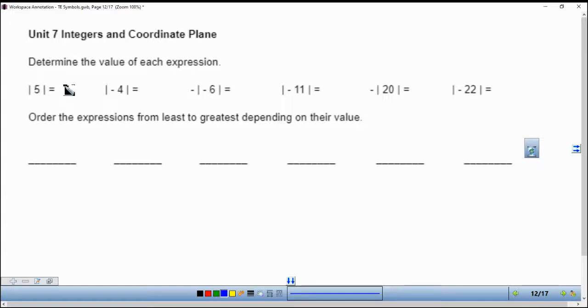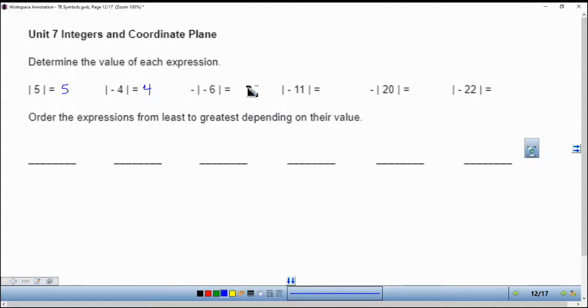Absolute value of 5, what's the distance of 5 to 0? 5. What's the distance of negative 4 to 0? Even though there's a negative in there, distance is always positive. It is 4 away. Now this one's a little different because it has a negative sign outside of the absolute value symbol. So what's the absolute value of negative 6?